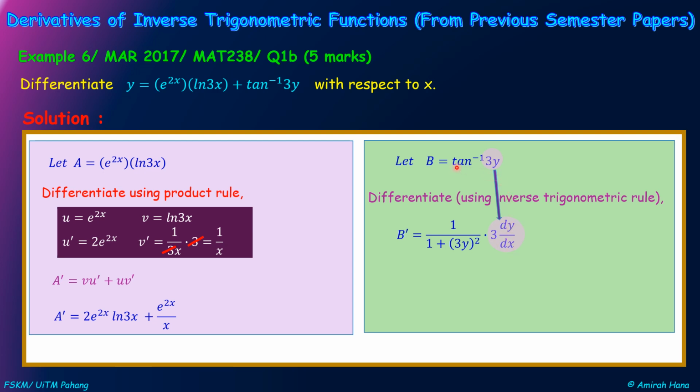Every time we have variable y, and when we differentiate with respect to x, we should have dy over dx. But for a here, there is no variable y, so that's why there is no dy over dx here. And then from b prime here, we can simplify, so we get b prime equals 3 over 1 plus (3y) squared. We simplify, so we get 9y squared and then dy over dx.